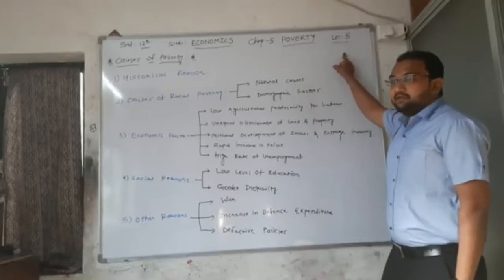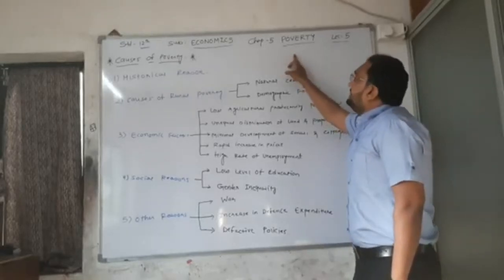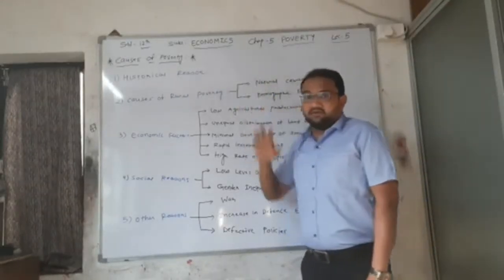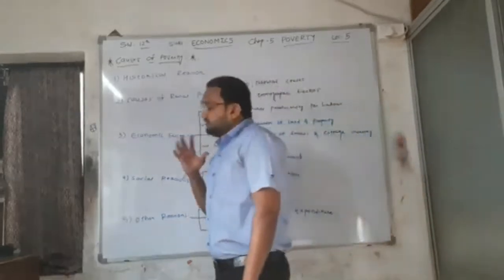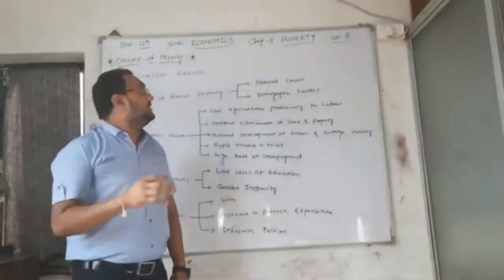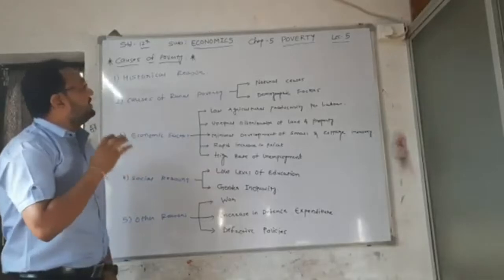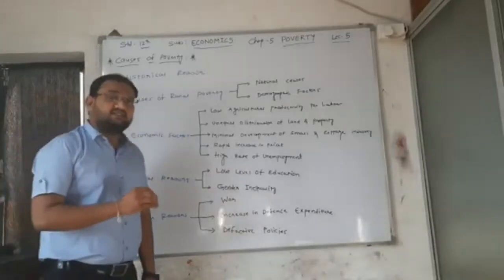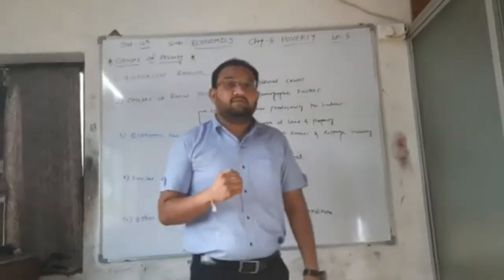This is lecture number 5 of chapter number 5, that is poverty of subject economics. Today we are going to discuss the causes of poverty. This is our lecture number 5.